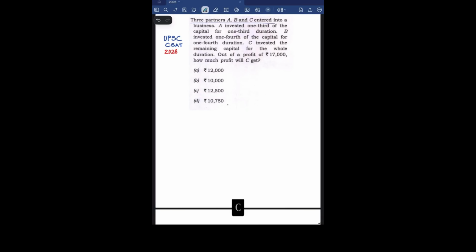3 partners A, B and C entered into a business. A invested 1/3 of the capital for 1/3 duration. B invested 1/4 of the capital for 1/4 duration. C invested the remaining capital for the whole duration. Out of a profit of 17,000, how much profit will C get?